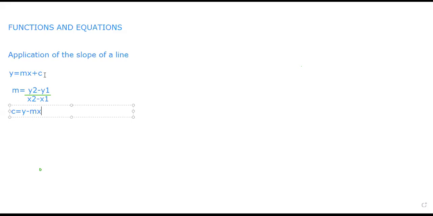I've just made c the subject of this particular function. So you first of all find the m, then you find the c using this formula. When you finish, you put them in there, maintain your y and the x, then you get the function. That is all that you are going to do under the application of a slope of a line. Okay, so let's look at examples.